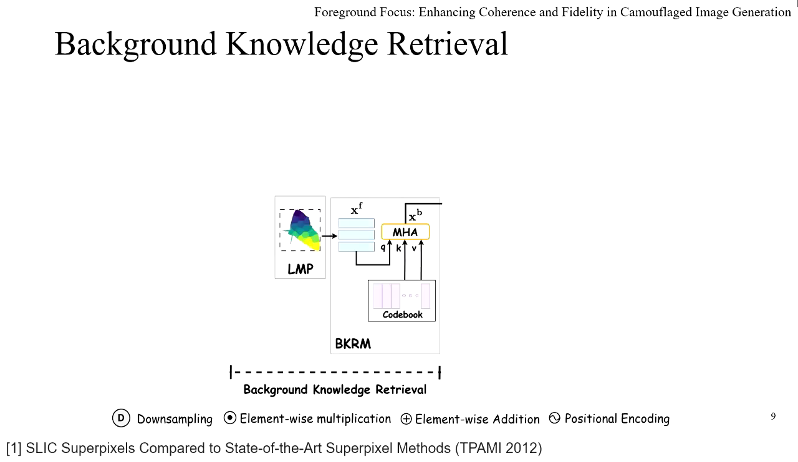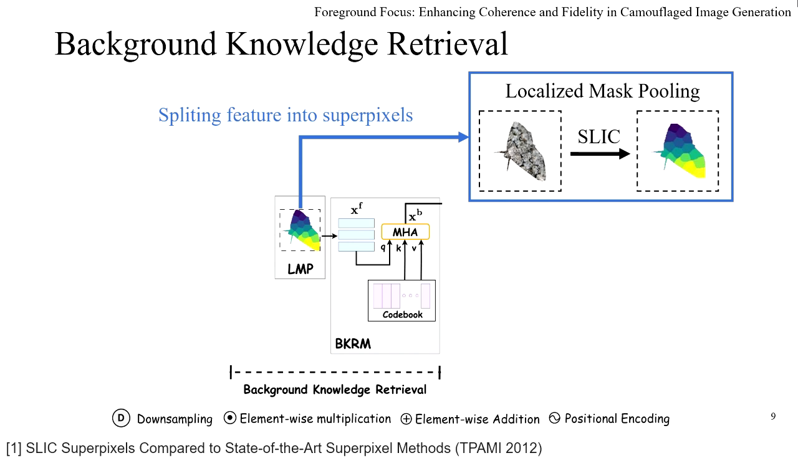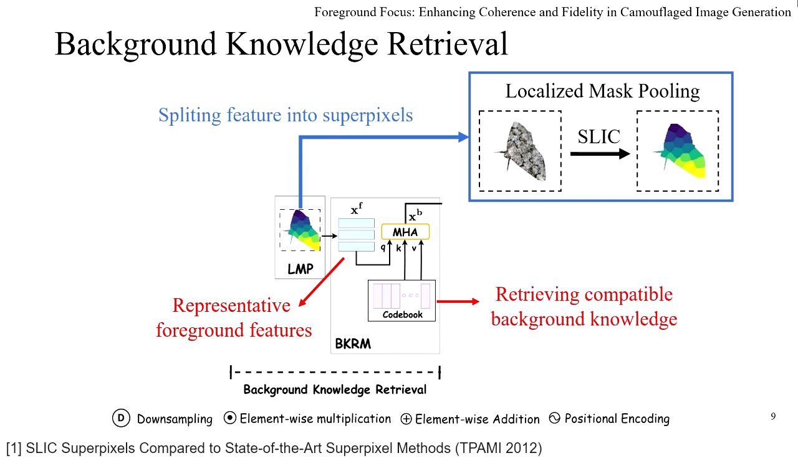In the second stage, we follow LakeRed to retrieve background knowledge based on the foreground features. We use the SLIC algorithm to divide the foreground into superpixels, and then average the features within each superpixel to obtain representative foreground features. These features are used as queries to retrieve semantically compatible background knowledge from a pre-trained codebook.